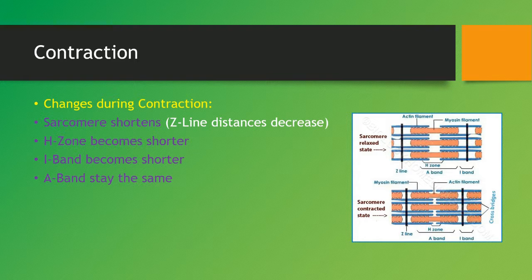Now, when the muscle contracts, there'll be different changes. So, for example, the sarcomere will shorten because the distance between the two Z lines will decrease. The H zone will become shorter. The I band will become shorter, but crucially, the A band will stay the same.